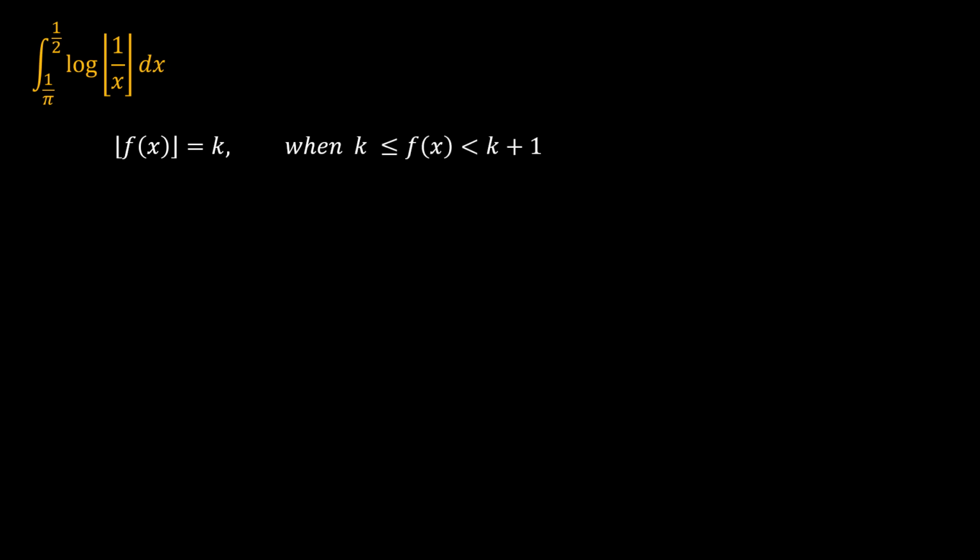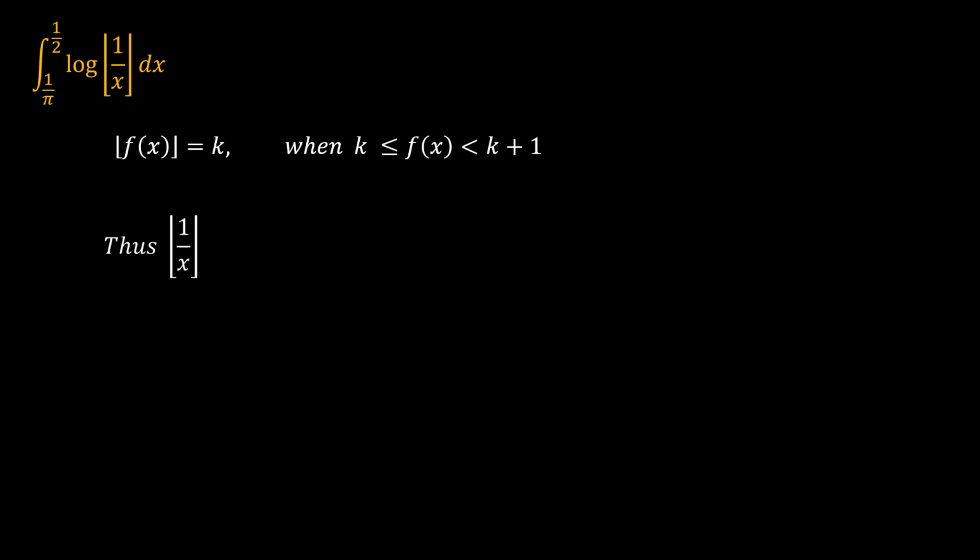So looking at this problem, how may we be able to tackle it? The first thing is, let's try to understand what a floor function is. So the floor function of a function f(x) is equal to k when f(x) is greater than or equal to k and less than k plus 1. So in the interval between k and k plus 1, the floor function of f(x) is k.